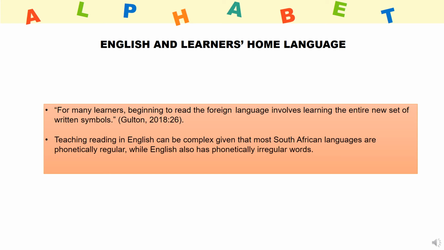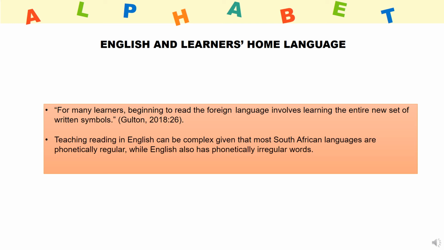We start off this section with a quotation from Galton, who highlights that beginning to read the foreign language involves learning an entire new set of written symbols. Now, learning new symbols involves a process of word recognition, which is a process of understanding how text or written symbols translate to spoken language. This can be a particularly complex exercise in the English language.